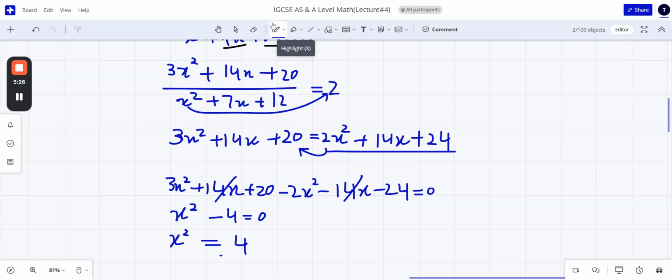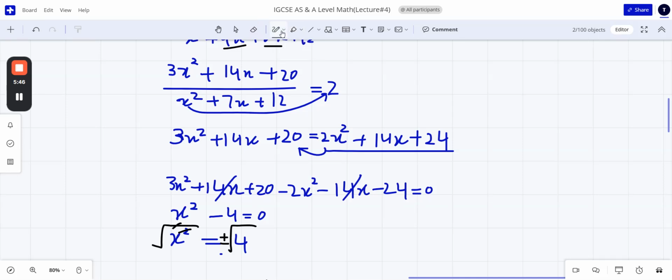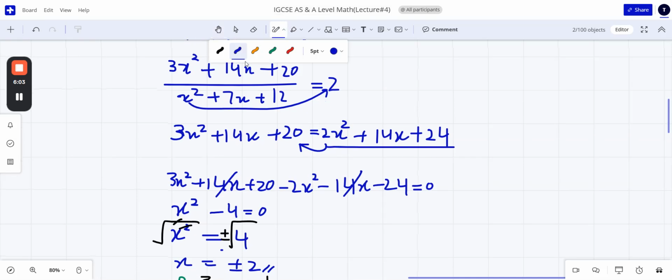Now we need to find the value of x. So we need to remove the square. To remove the square, we always need to take the root on both sides. So here it becomes plus minus root. Now the square and the root will cancel out with each other. So what is left? x equals to plus minus. Now the root of 4 is 2. So plus 2 and minus 2 are the roots of our equation, and the answer of x is plus minus 2.